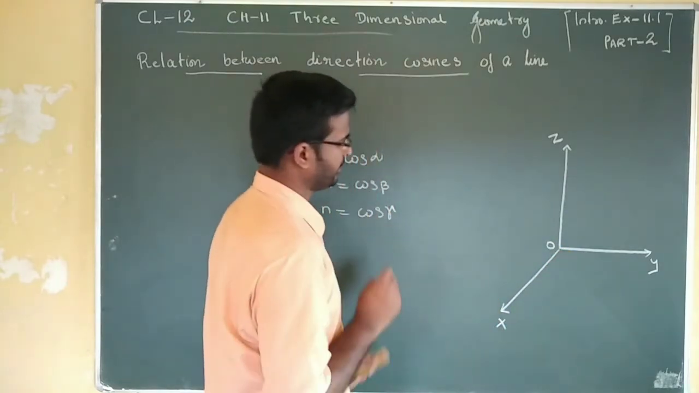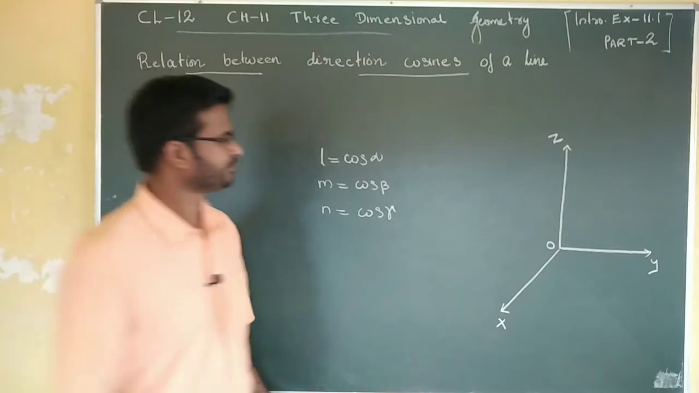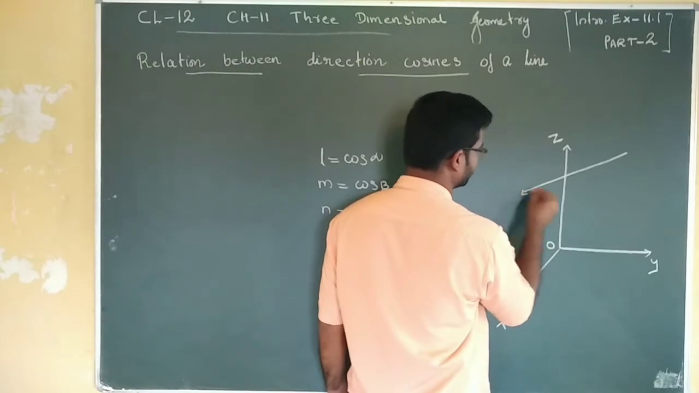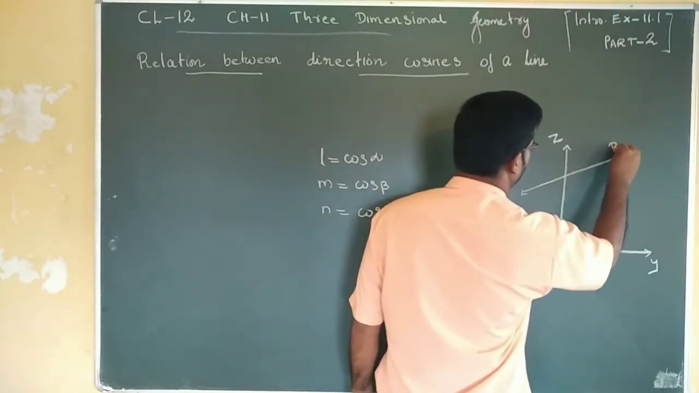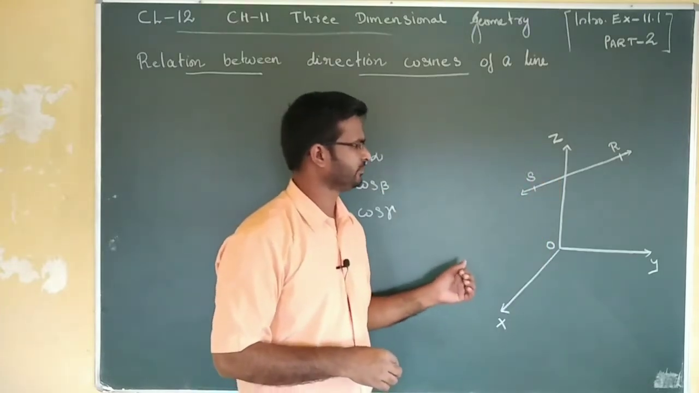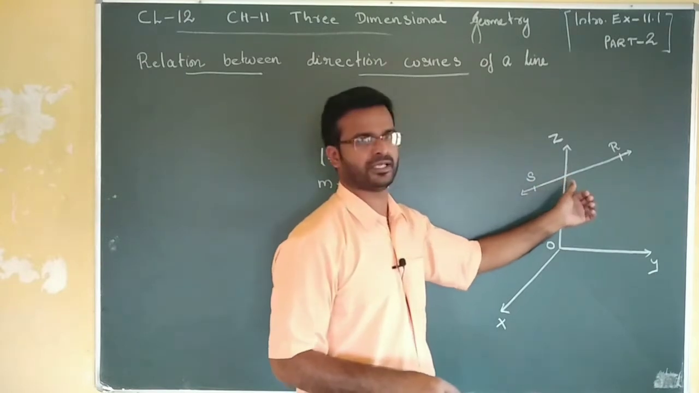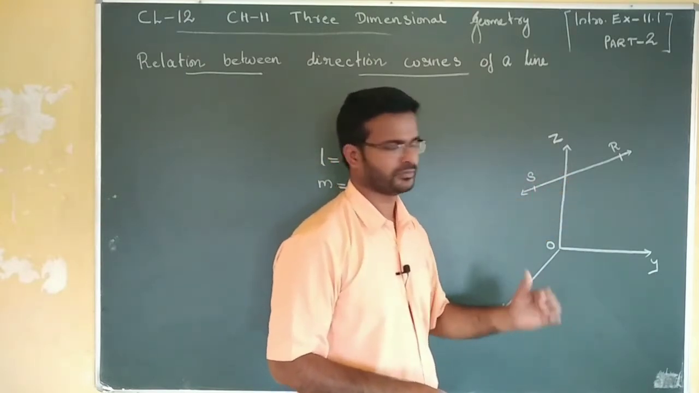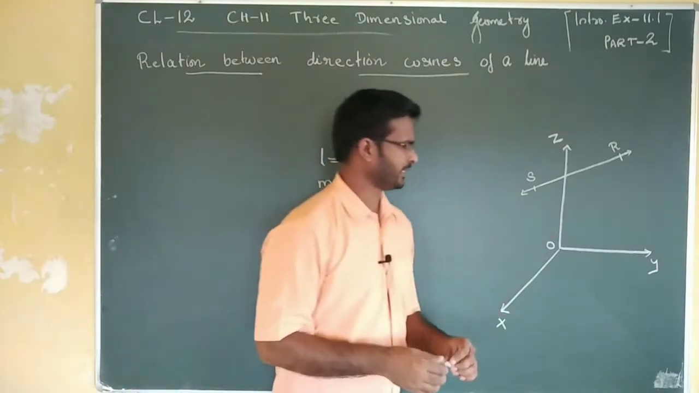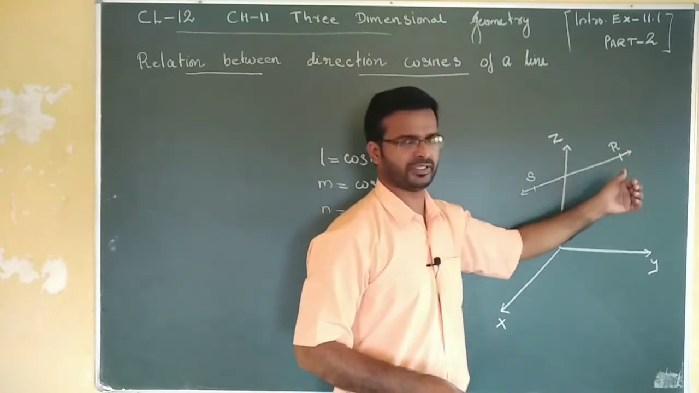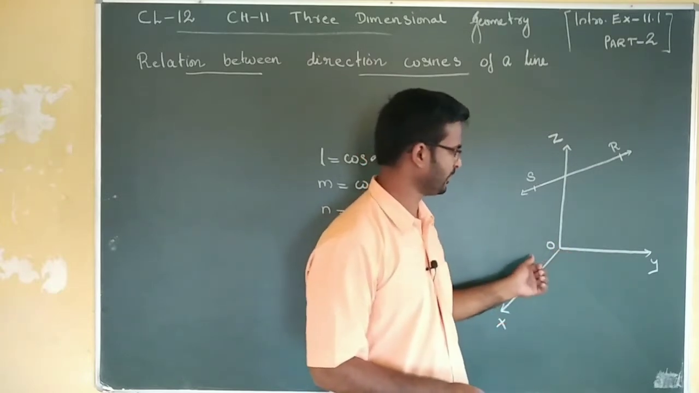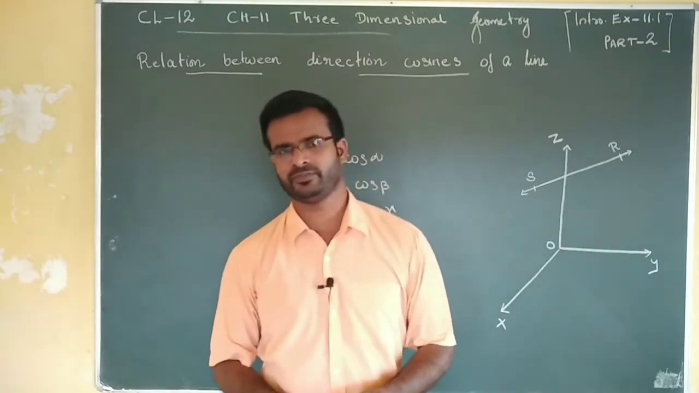Then here, consider one line, RS. We have to find the relation between the direction cosines of this line. What will we do first? First we will find the direction cosines. But we cannot find the direction cosines of this line. What is the reason? This line does not pass through the origin. Only for a line that passes through the origin can we find the direction cosines.